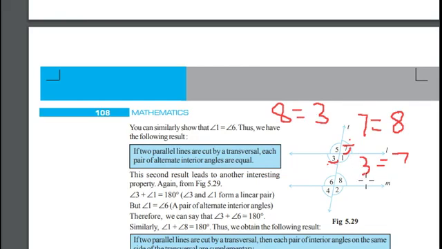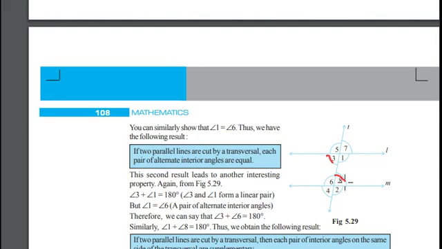Here we can notice the measure of angle 3 is equal to measure of angle 7 and measure of angle 7 is equal to measure of angle 8. These two are equal. If these two are equal, measure of angle 3 is equal to measure of angle 8. If two parallel lines are cut by a transversal, each pair of alternate angles are equal. 3 and 8 are alternate angles. They are equal. Similarly, we can prove it for 1 and 6.